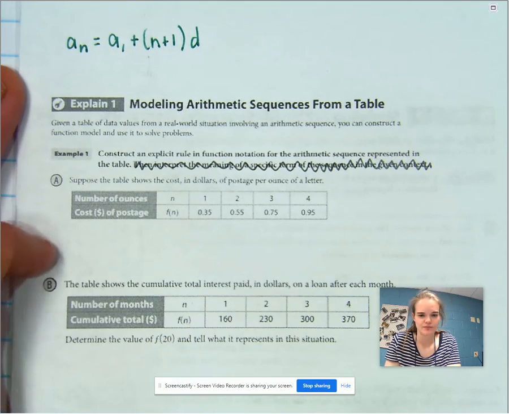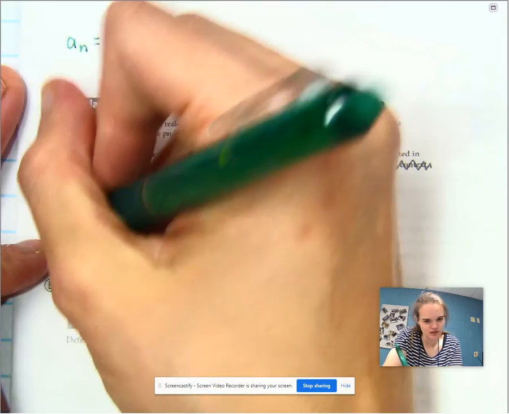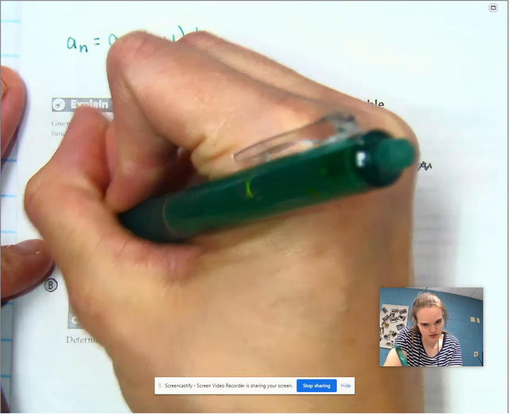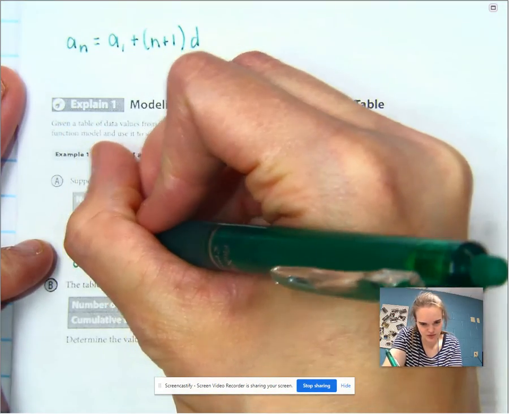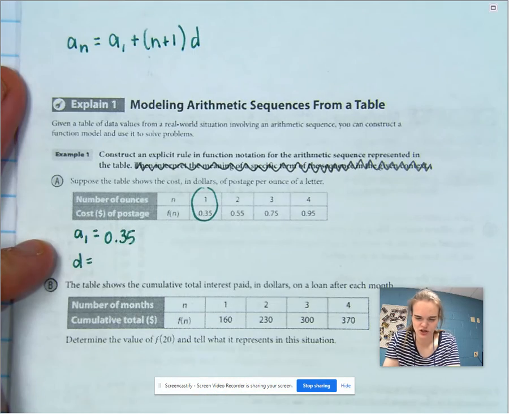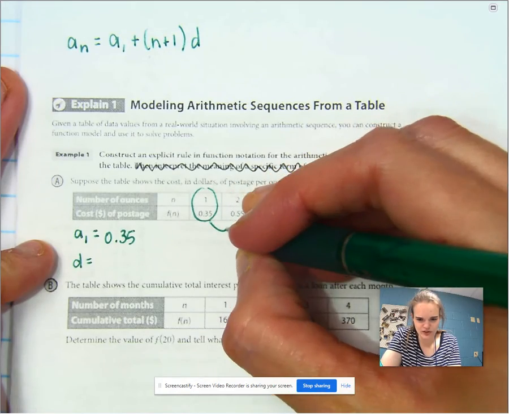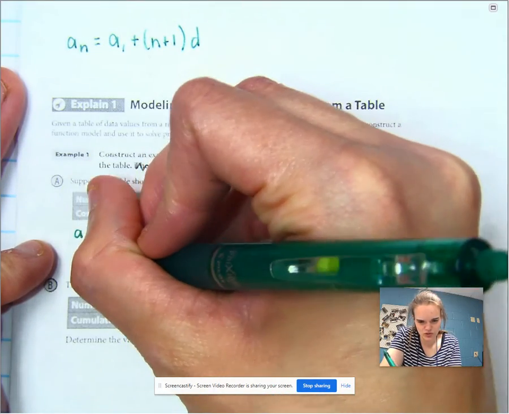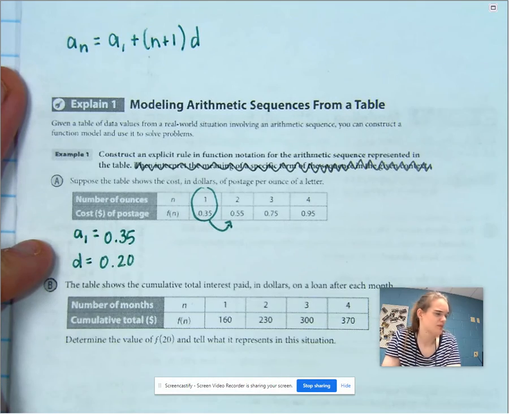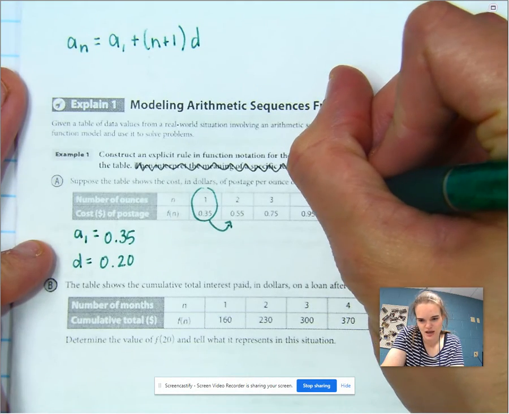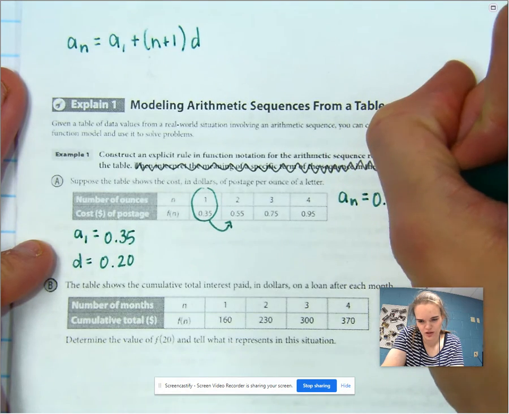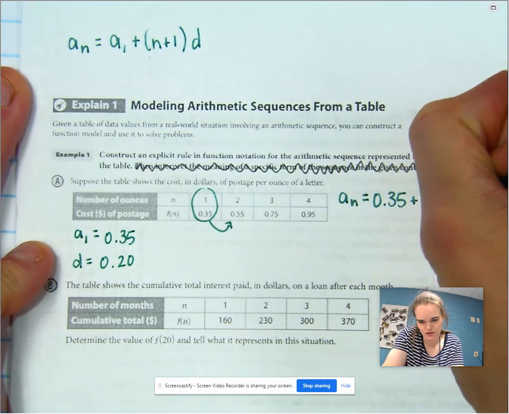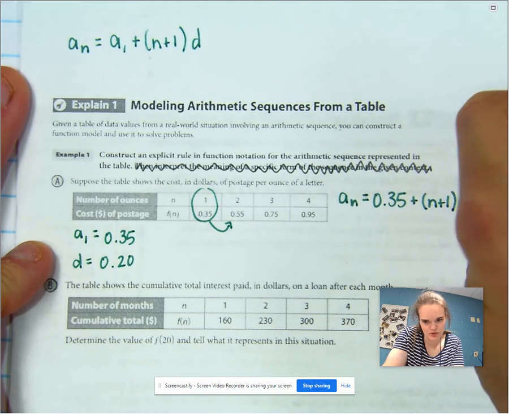All right, so letter A. We first of all need a sub 1 and d. A sub 1 is the first term. It is 0.35. It's the cost of postage. Postage does not cost that now. All right, and then the difference. It seems like it is adding 0.20, 20 cents every time. So now we're going to write this. A sub n equals 0.35 plus n plus 1 times 0.20.